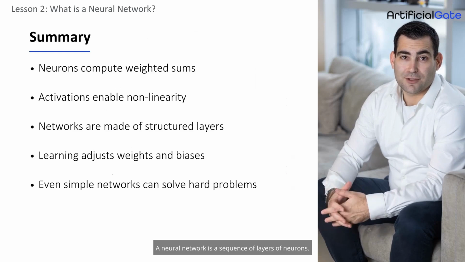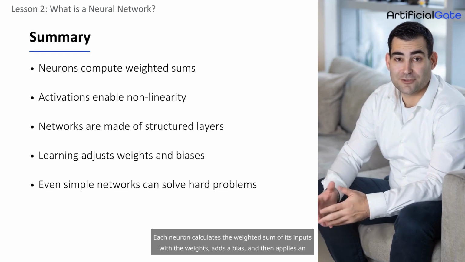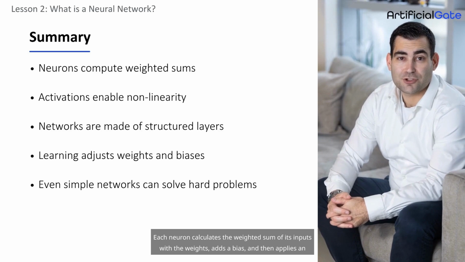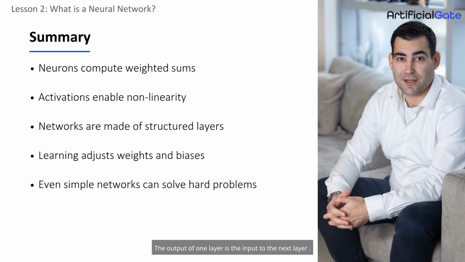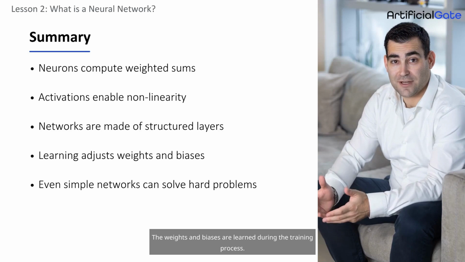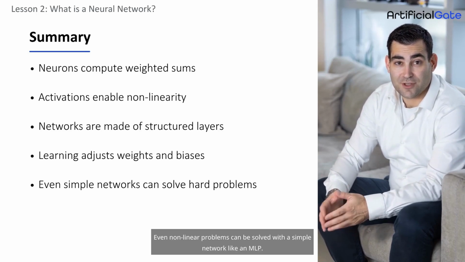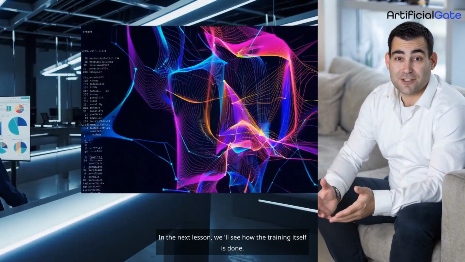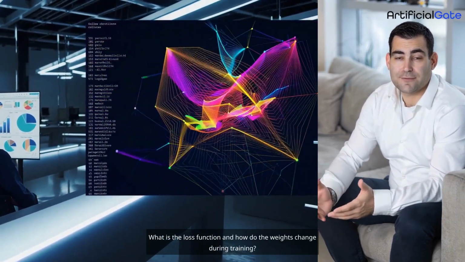To sum up, a neural network is a sequence of layers of neurons. Each neuron calculates the weighted sum of its inputs with the weights, adds a bias, and then applies an activation function to allow for a nonlinear model. The output of one layer is the input to the next layer. The weights and biases are learned during the training process. Even nonlinear problems can be solved with a simple network like an MLP. In the next lesson, we'll see how the training itself is done. What is the loss function and how do the weights change during training?